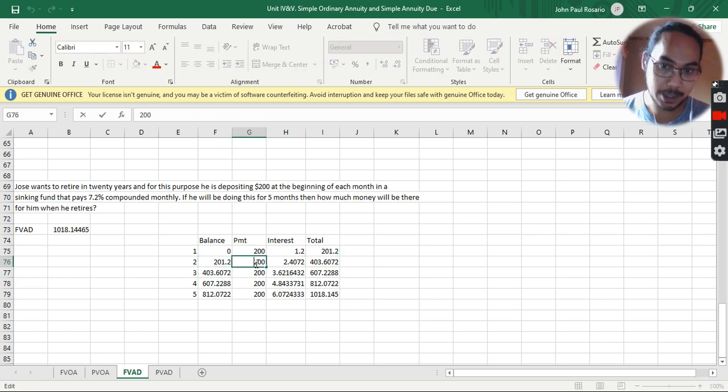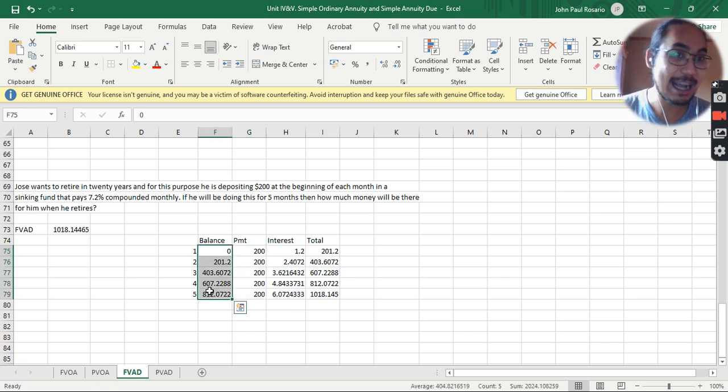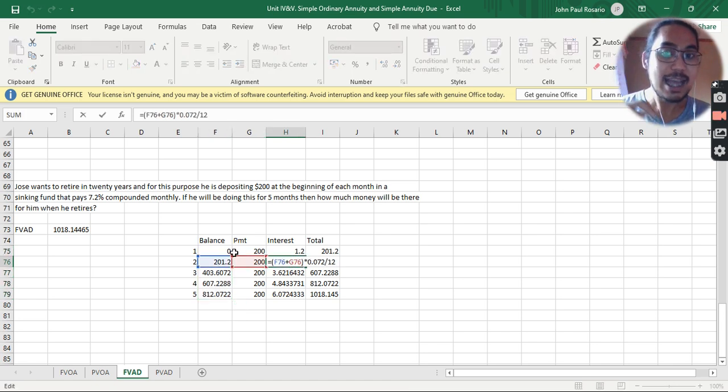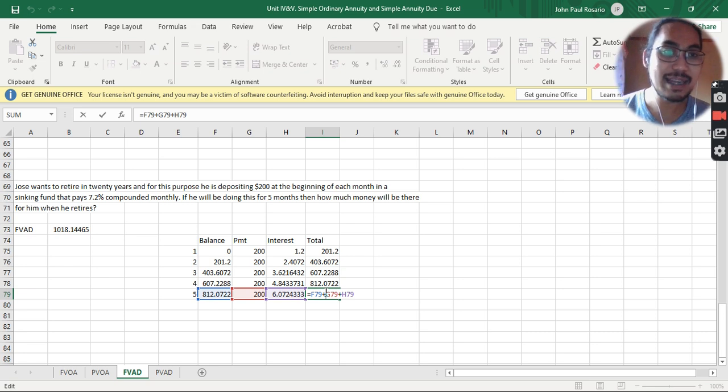So nagbayad kag second payment nimo. So this is your annuity payments, your periodical payments. Okay? And this balance is your payment plus your interest, the accumulated value. So your interest for the second period is of course your balance at the beginning plus your additional payment at the beginning, multiplied by the rate. So this should give you an interest of 2.4, an accumulated value of everything. So for period 3, and so on and so forth. So at period 5, your accumulated value should be at 1018.15.